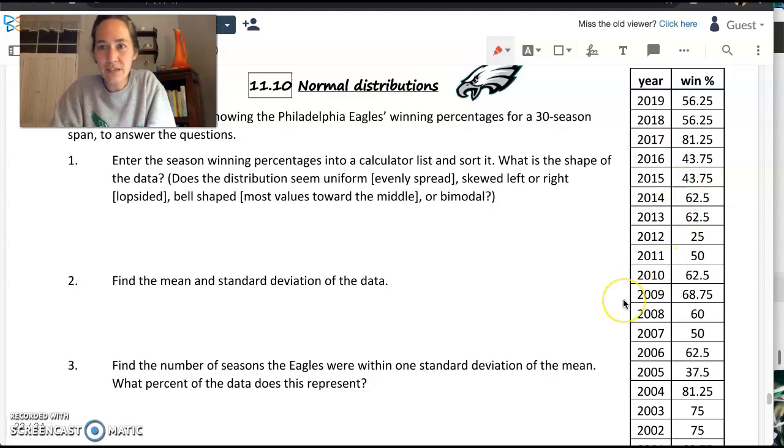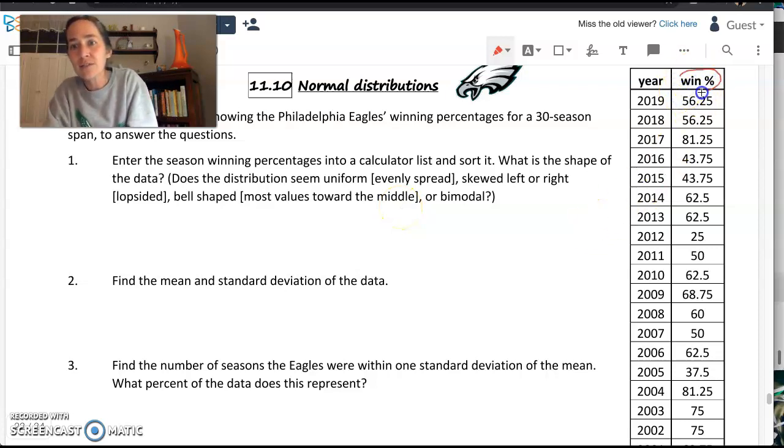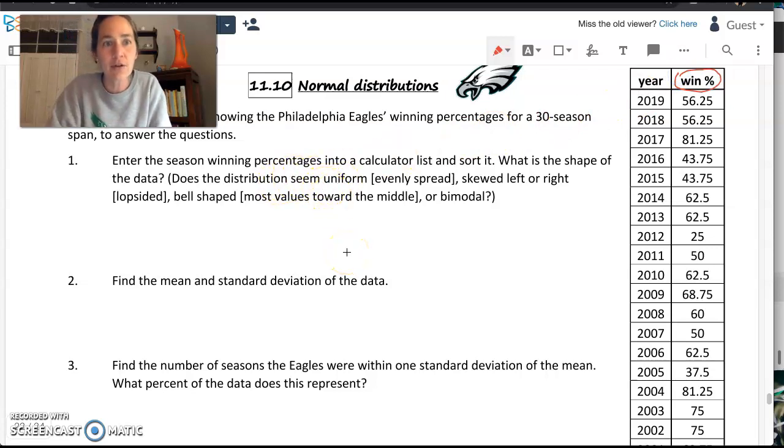Check out the list. Each winning percentage is accompanied by the year that that season happened. And I want you to pause the video now and get these win percentages typed into L1. And then it says to sort the list, and we'll take a look at it together to see how we feel the data is distributed. So I would pause now, get those typed in.